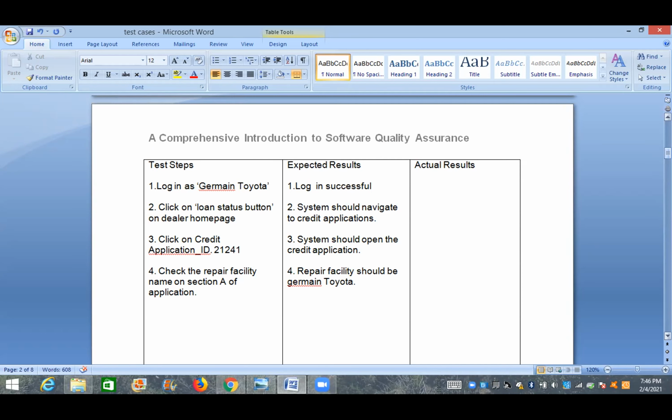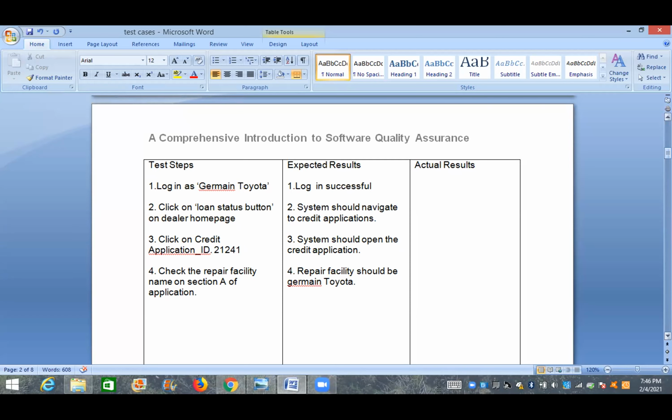Where are you getting the data? What data are you getting? And how can you guarantee that every time somebody logs into that system, that particular credit application is always there and it's always assigned to German Toyota? I would create a test credit application and then see. What are the steps for that?